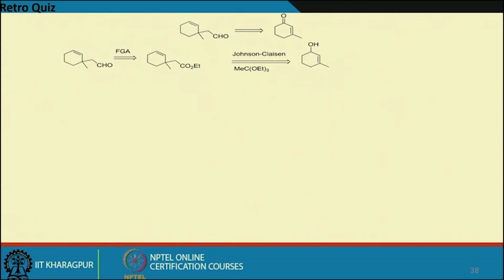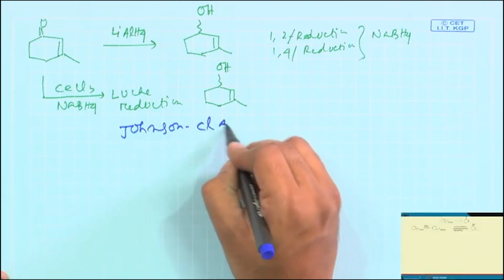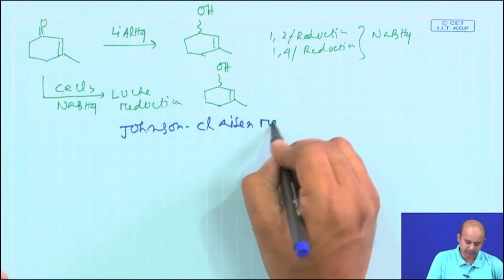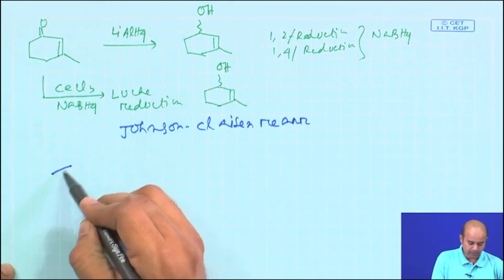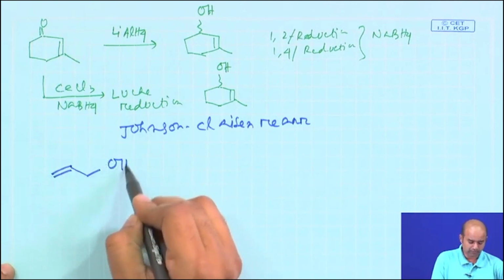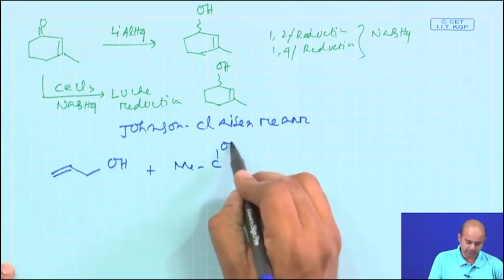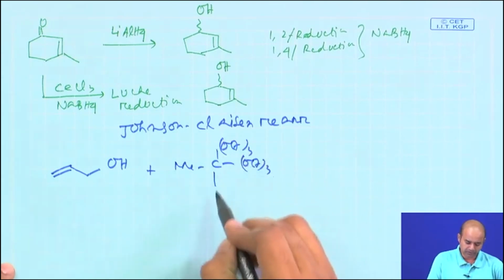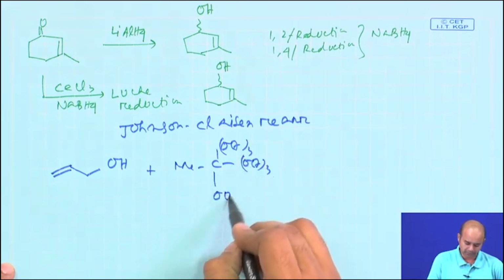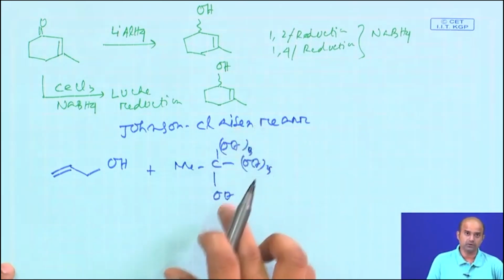Now, what is the Johnson-Claisen rearrangement? We will now focus on it. It is a very important transformation. The Johnson-Claisen rearrangement is basically a 3,3 sigmatropic rearrangement. What you need is an allylic alcohol as a starting material, and you need to take triethyl orthoacetate. Sorry, this will be MeC(OEt)3, that is, MeC, OEt, OEt, OEt.